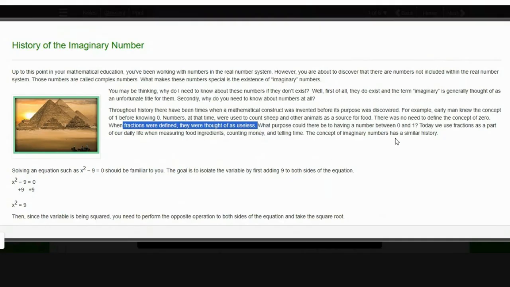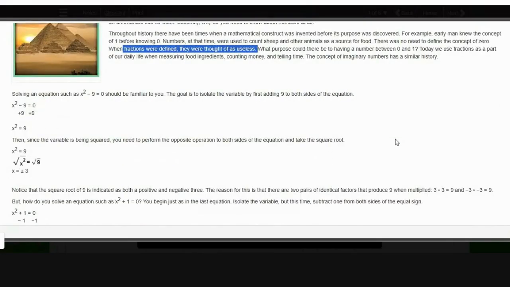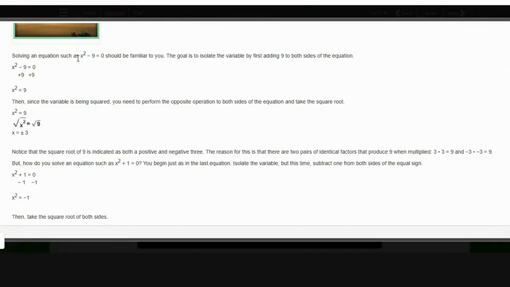So the concept of imaginary numbers has a similar history because they got to where they were trying to solve an equation like x squared minus 9 equals 0, and they could do that, right? Add 9 to both sides, x squared equals 9. And since x squared equals 9, the answer is either 3 or negative 3. That was great. We could do that.